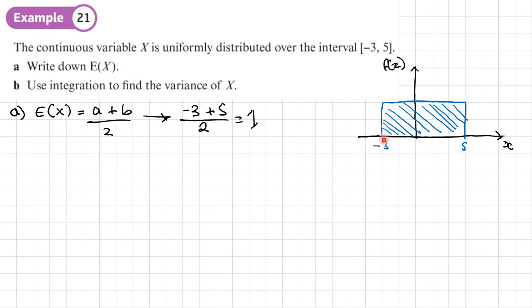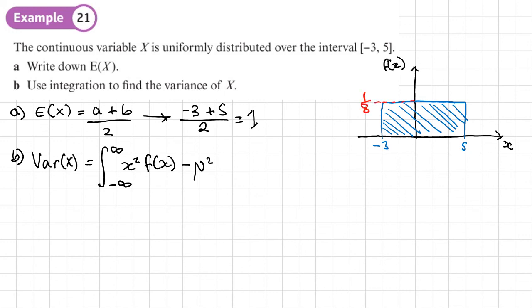And part B is asking us to use integration to find the variance of x. So we can't just put the values of a and b into the formula b minus a all squared over 12, although we could use that as a check to see if our answer is correct. So I'm going to be using this definition to find the variance. So I am going to need f of x. I have got the mean already. So let's work out what f of x is, the height of this distribution. So it's got a width of 8, an area of 1. So we know that its height is going to be 1/8. So that's going to be f of x.